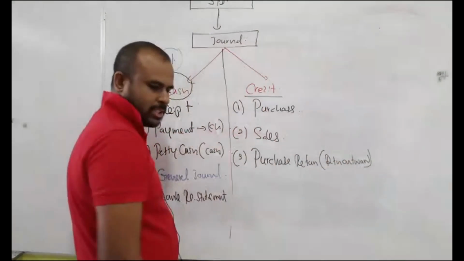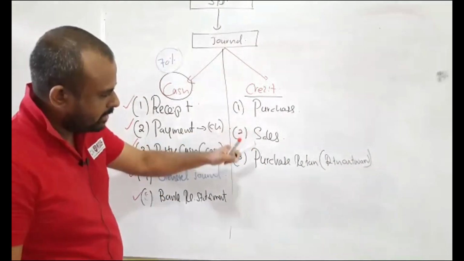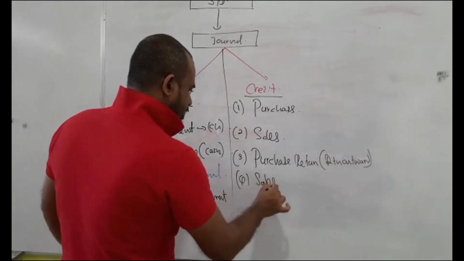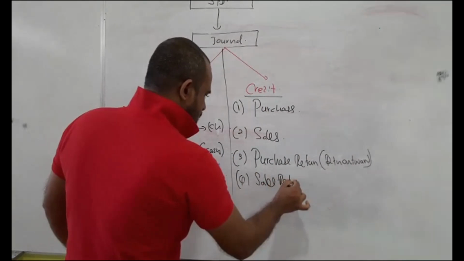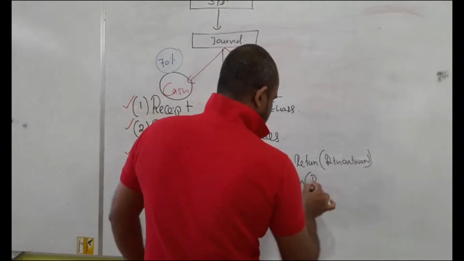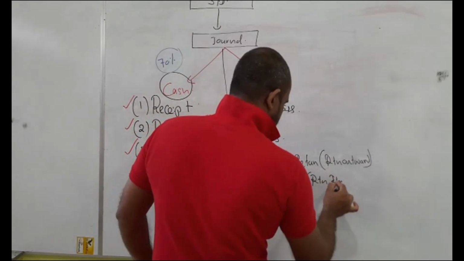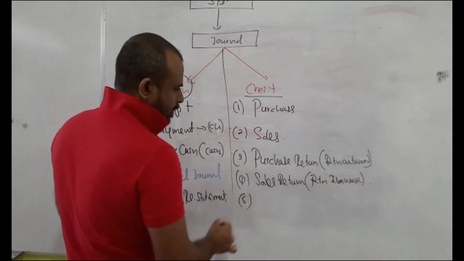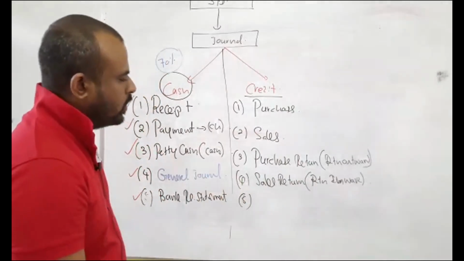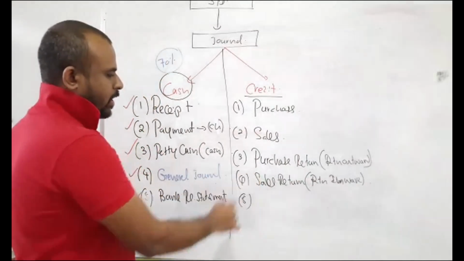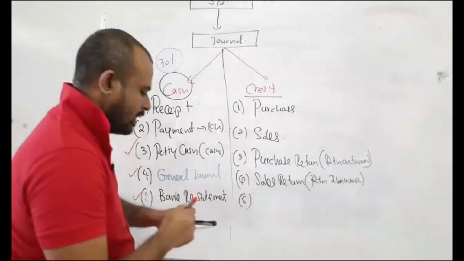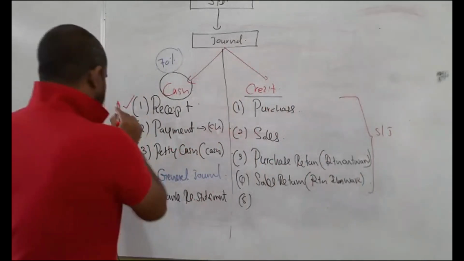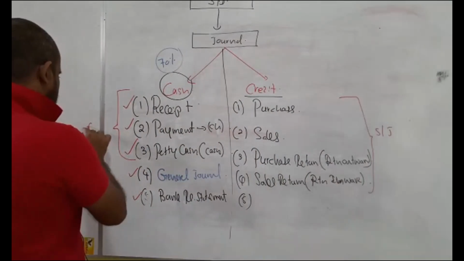But we have a special transaction. Here you record only the credit purchases, credit sales, credit purchases return, and sales return journal. You call this the return inward journal, or sales return. If you did a credit sales return, that will be recorded in the sales return journal. These are special journals.